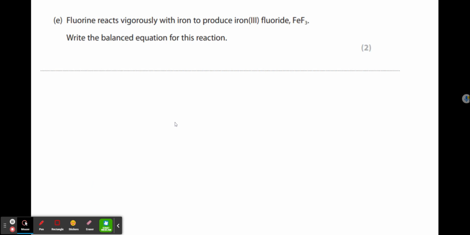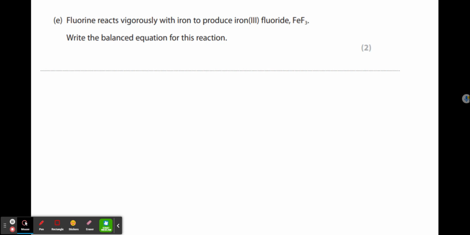And then finally, part E, we've got fluorine reacts vigorously with iron to produce iron 3 fluoride. We've got to write a balanced equation for this. So when we're writing this balanced equation, one thing that we need to remember is fluorine is not just F, it's going to be F2. So we're going to have F2 as a gas plus iron, which is Fe, forming iron 3 fluoride.